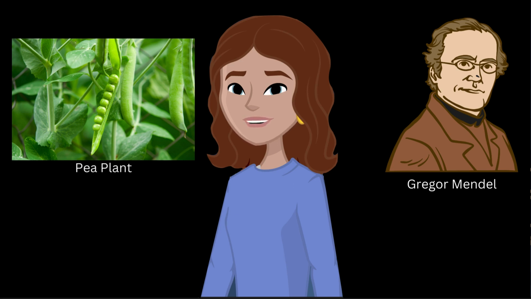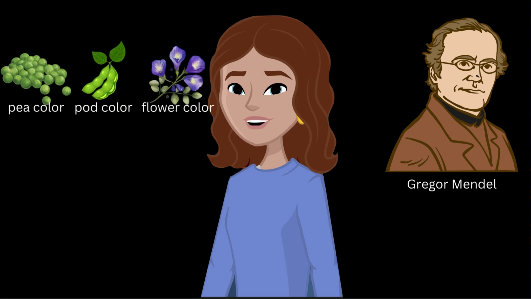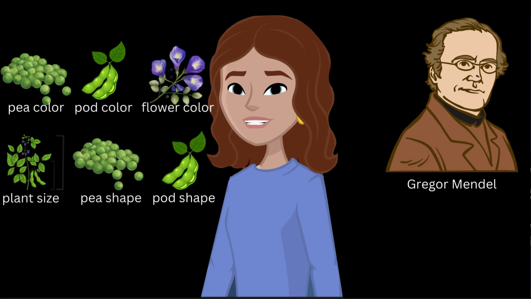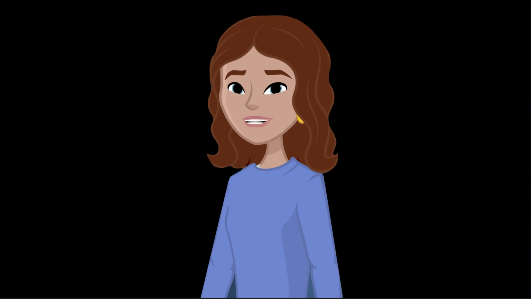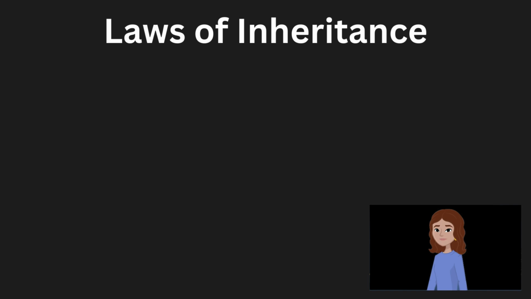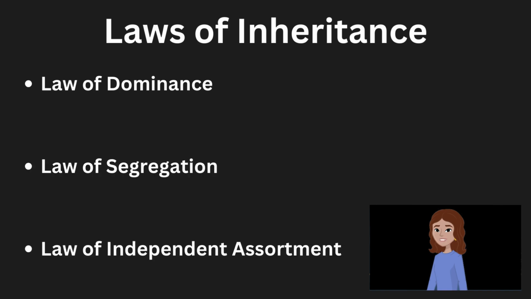There were many factors that Mendel experimented on with pea plants. These included pea, pod, and flower color, as well as plant size, pea and pod shape, and flower position. After numerous years of studying pea plants, Mendel created the laws of inheritance. There are three laws of inheritance: the law of dominance, the law of segregation, and the law of independent assortment.